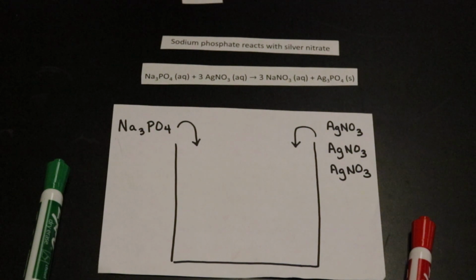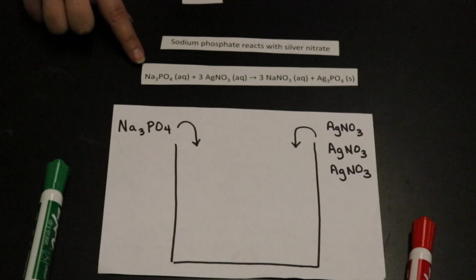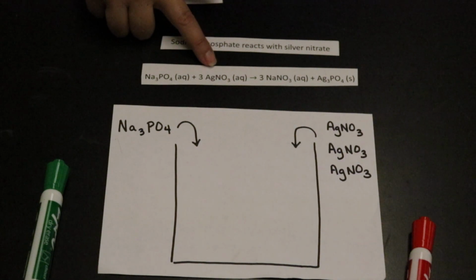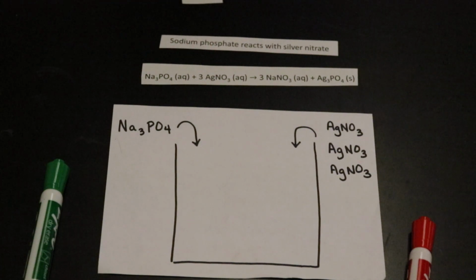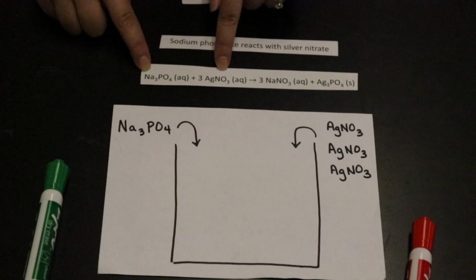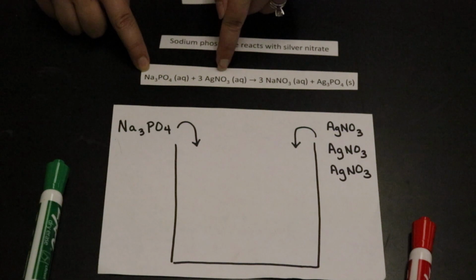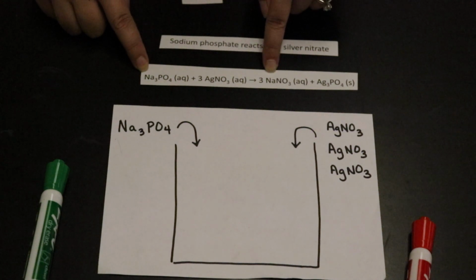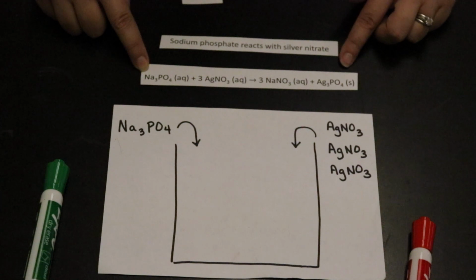reaction. We can write the formula for sodium phosphate and silver nitrate, and because we know it's a double displacement reaction, we can predict that the products are going to be sodium nitrate and silver phosphate. The reason why we can predict that these are the products is because the positive cation from one compound combines with the negative anion of the other compound. So Na plus combines with NO3 minus to form NaNO3. The same can be done for the second compound.